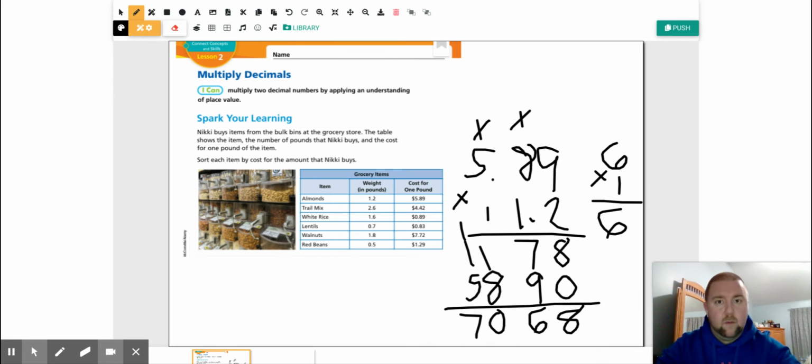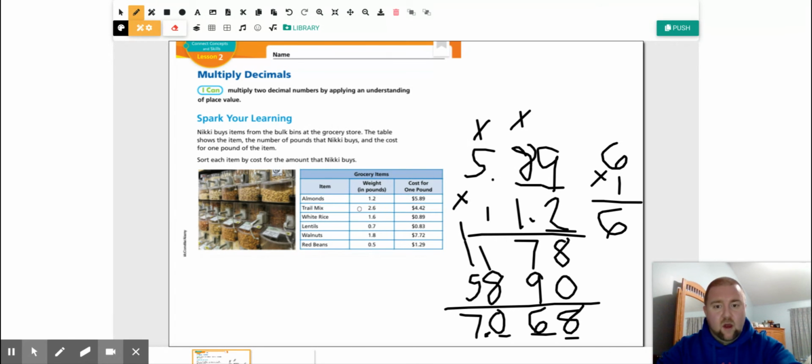I've got to figure out where I'm going to put my decimal. So I look and I see, okay, I've got 3 numbers that are behind the decimal in the problem. So I need to have 3 decimals behind my answer in the problem. So I get 7 and 68 hundredths, which is reasonable because my estimate was 6. And 6 and 7 are super close to one another. All right, so again, really helpful to estimate.